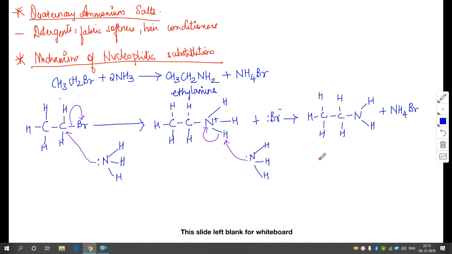It's all in excess ammonia, isn't it? So everything is in excess, so it will just continue reacting. This is the mechanism. We have not yet finished the mechanism. We have just seen the primary part. Okay, so this was the mechanism of my primary amine group.